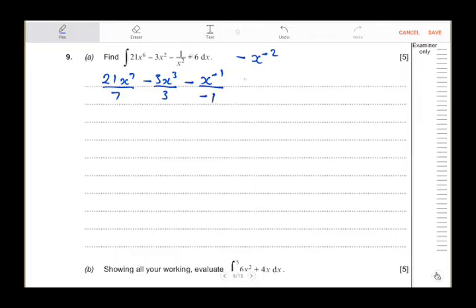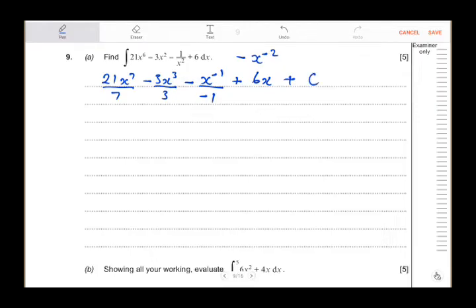And then with 6, it just basically becomes 6x, because there's a 6x to the power 0. Remember, x to the power 0 is 1. 6 times 1 is 6. So you can imagine an x to the power 0 there. Adding 1 to that power gives you x to the power 1, which is x. And then don't forget, plus c, the constant of integration.